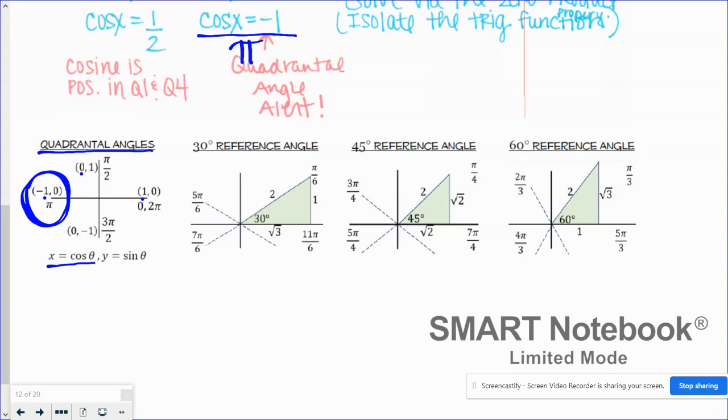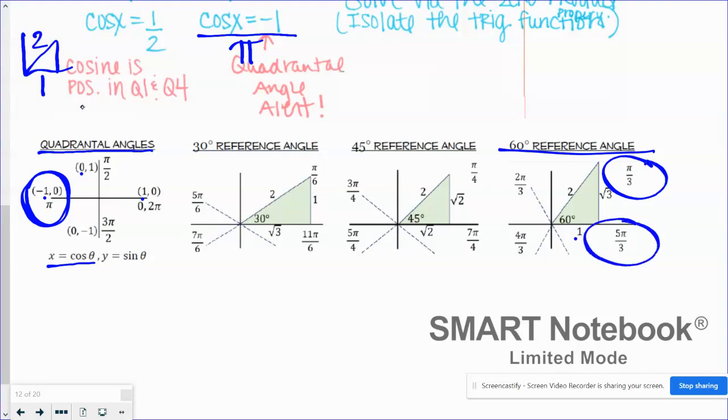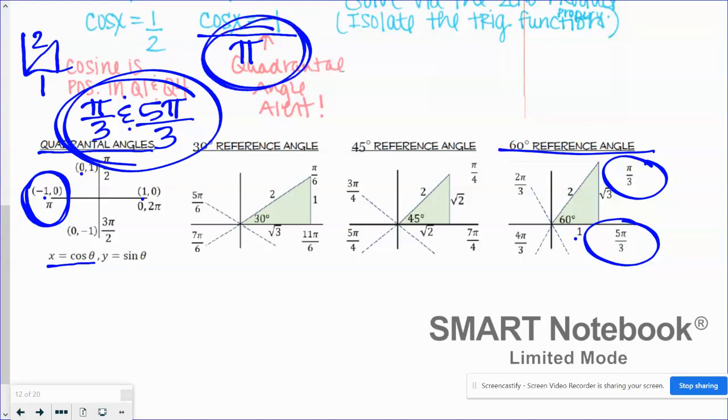Cosine of 1/2. If I keep it simple and draw myself a little reference diagram in quadrant 1, cosine's the adjacent over the hypotenuse. Now check out our reference angle diagrams. I'm seeing that right here at 60 degrees. And we already said that our answer is in quadrant 1 and in quadrant 4. So our 2 answers here are pi over 3 and 5 pi over 3. So we have 3 answers total because in addition to the pi over 3 and 5 pi over 3, we also had pi. These are your 3 solutions.